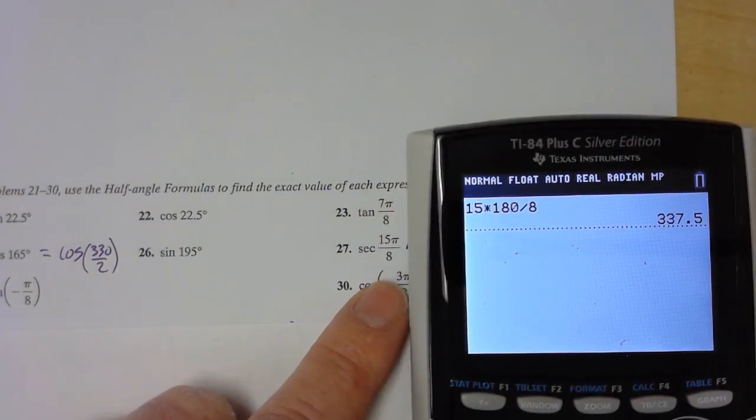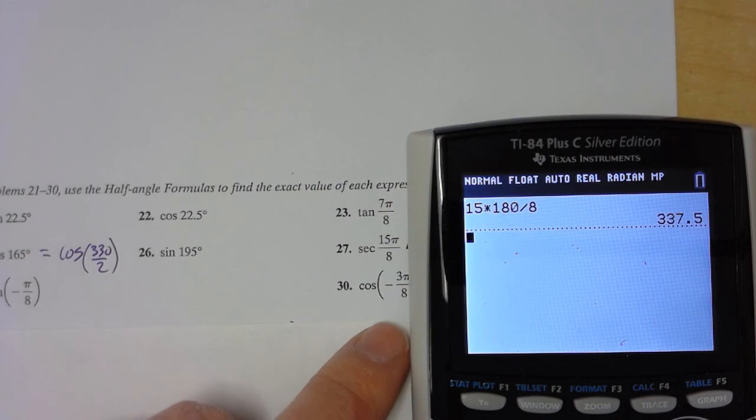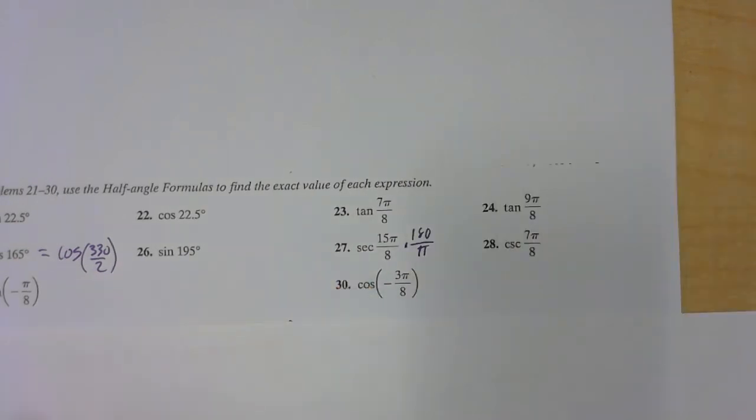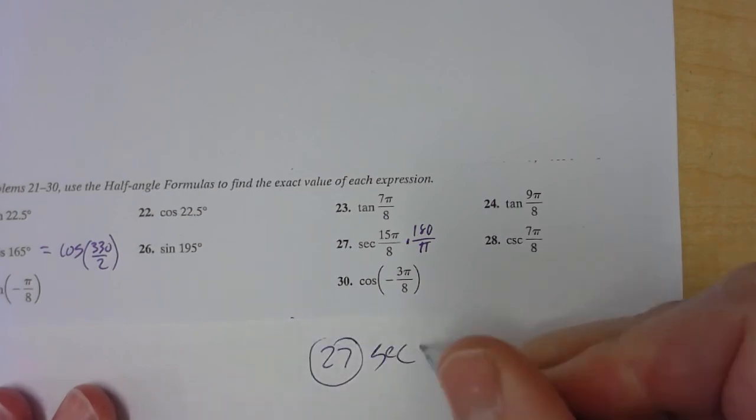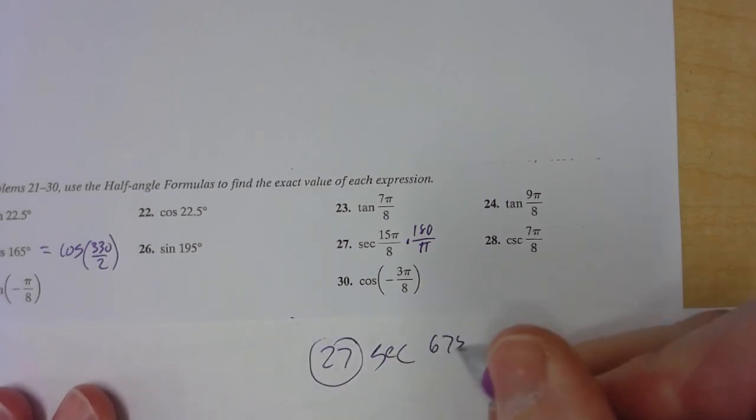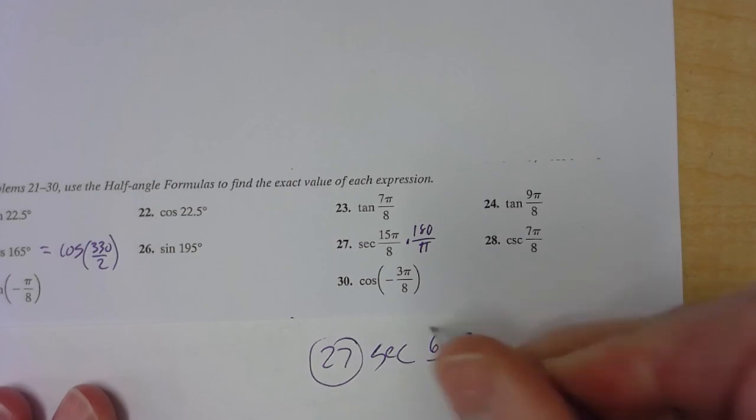Alright, so that's something that's been cut in half. So I'm going to multiply that by 2 times by 2 equals 675 degrees. So it's 675 degrees divided by 2. So 27 would be the secant of 675 degrees divided by 2.